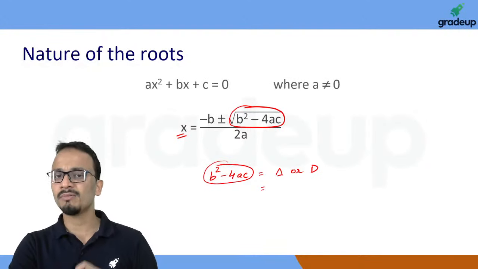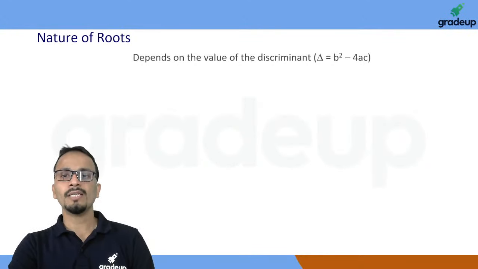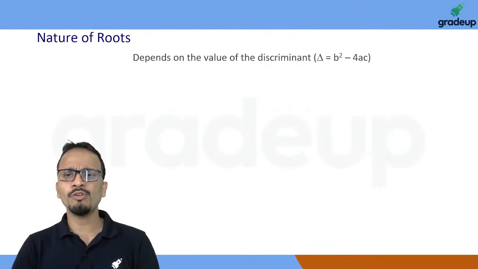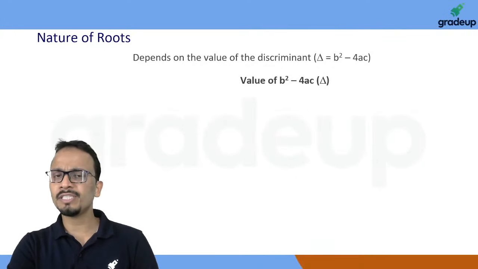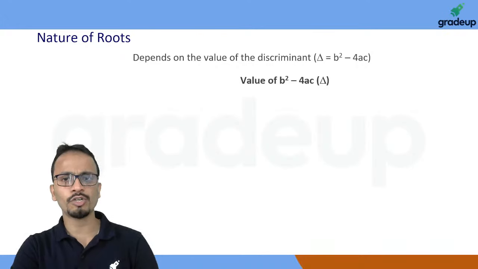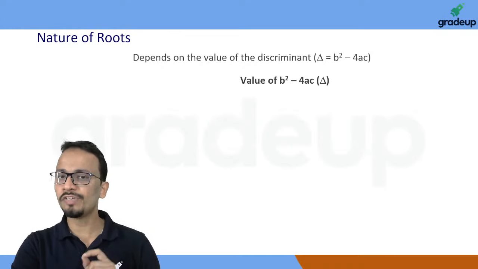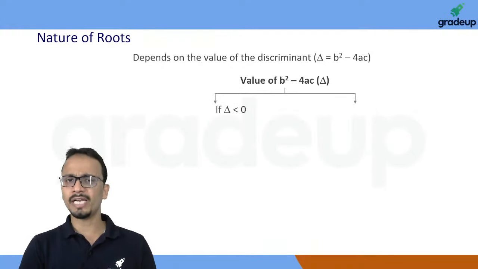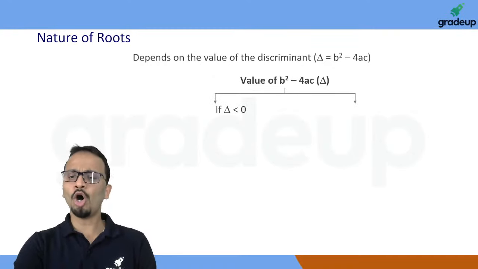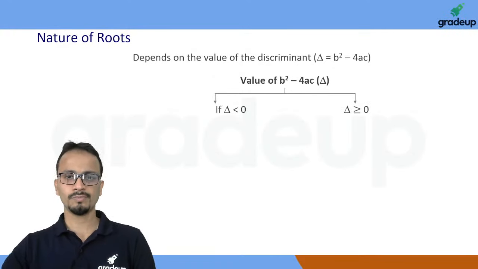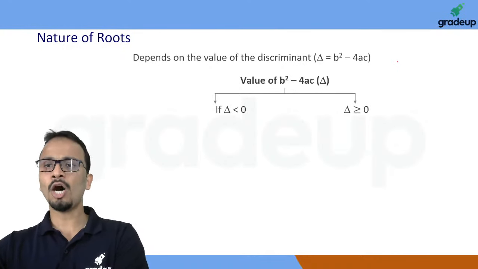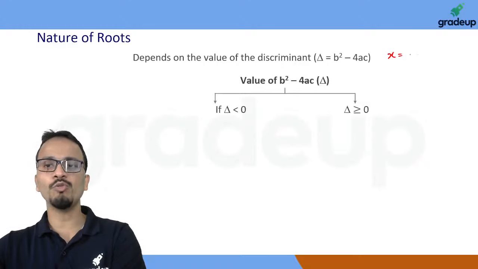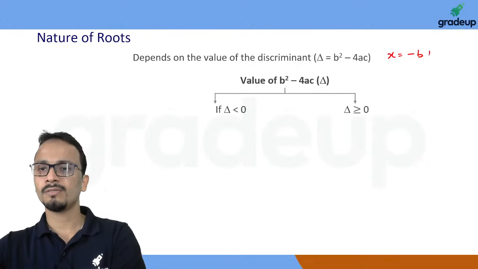Now let's have a look at it properly in detail. Like I said, it depends on the value of the discriminant, b square minus 4ac. We'll look at different examples for the different values of the discriminant. First of all, the value of D can be negative, less than 0, or it can be greater than 0. Now on one side, I'll quickly mention the value of x in terms of this formula.